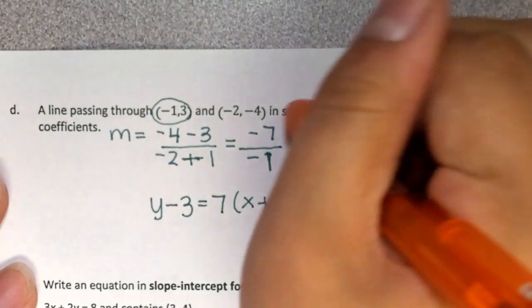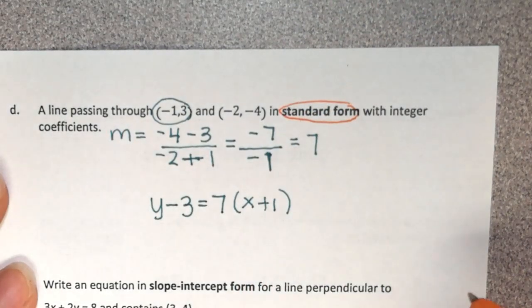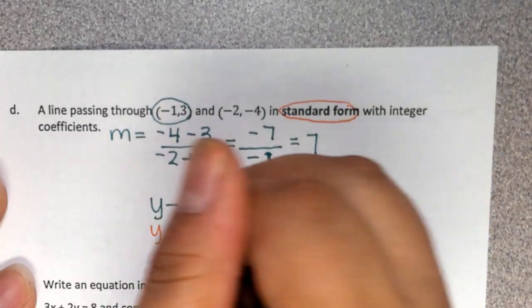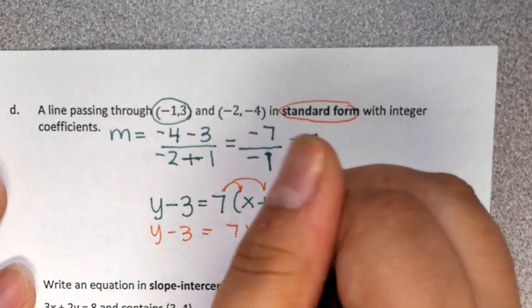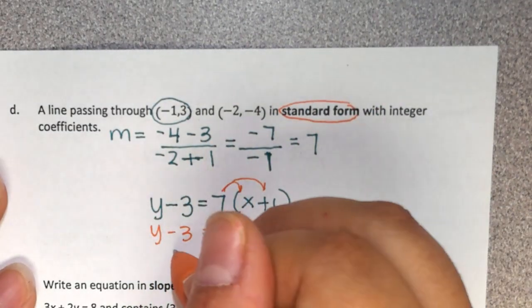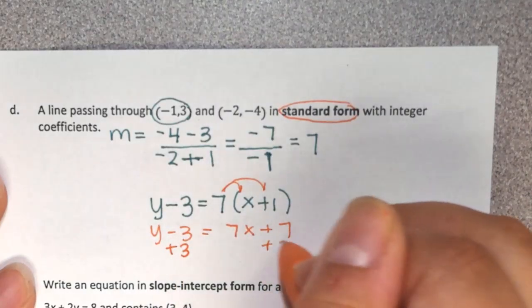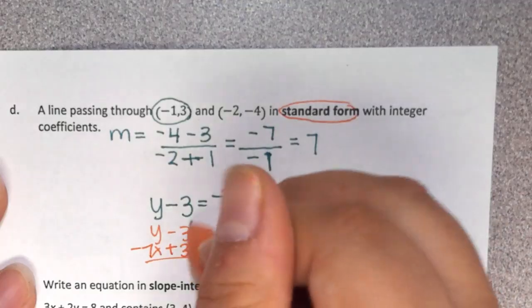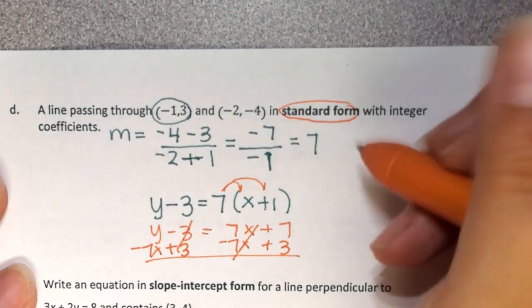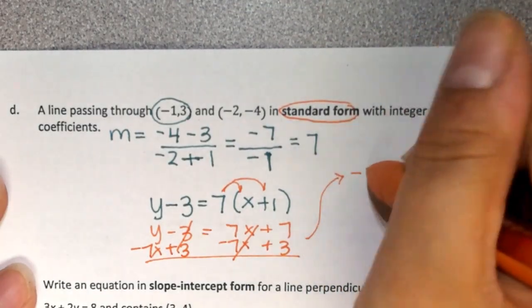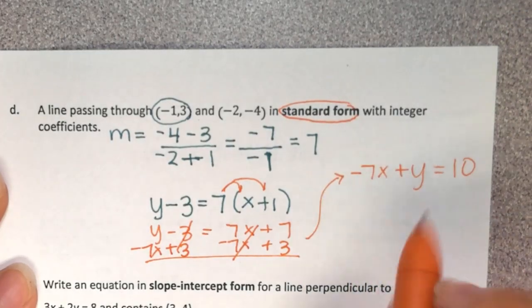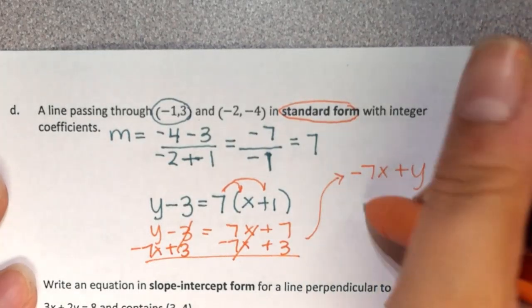And we want standard form. So no fractions. Good, we have no fractions. And x and y on the same side. So y minus 3 equals 7x plus 7. And I'm going to move this 3 to the other side and move this 7 to the other side. So I get negative 7x plus y equals 10. But you cannot have a negative x, so just switch your sign.